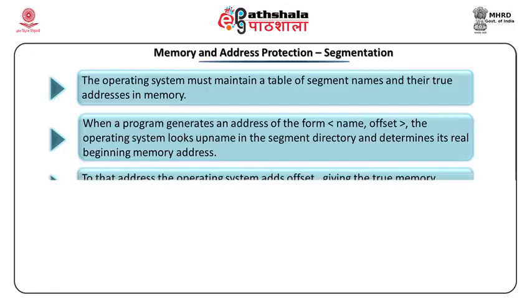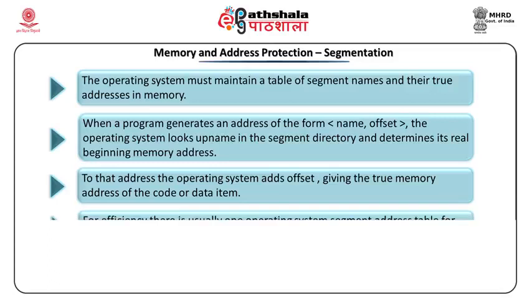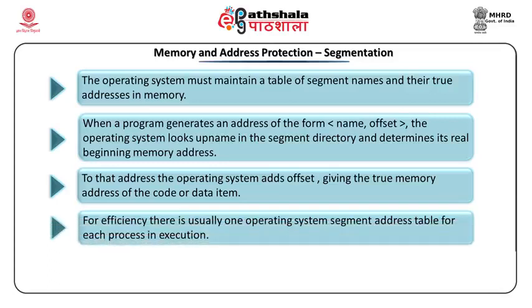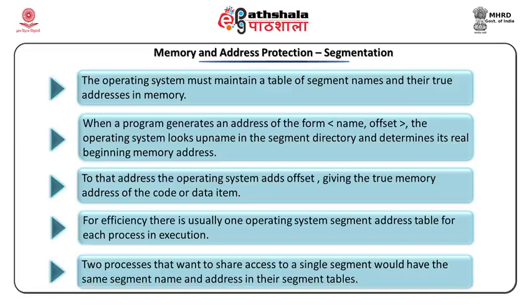To that address, the operating system adds the offset, giving the true memory address of the code or the data item. For efficiency, there is usually one operating system segment address table for each process in execution. If two processes want to share access to a single segment, they would have the same segment name and address in their segment tables.